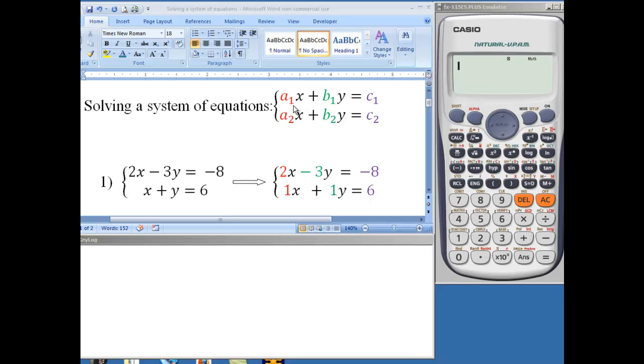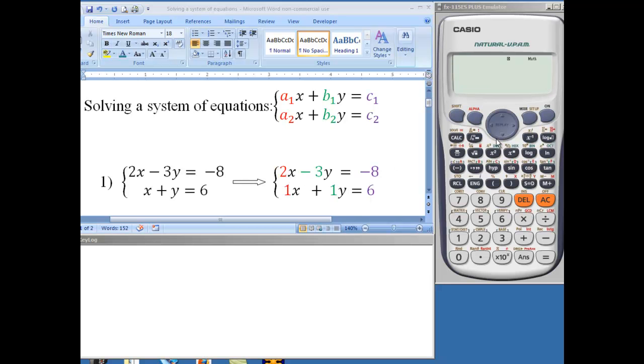So the first thing you should do is make sure both equations are in standard form. That's ax plus by equals c. Let's take a look at equation number 1, which reads 2x minus 3y equals negative 8, and x plus y equals 6. We can see that both equations are in ax plus by equals c form. So what I did here was simply rewrite the system so that we can focus on the coefficients and the constant terms, because those are the numbers we're going to enter into the Casio.